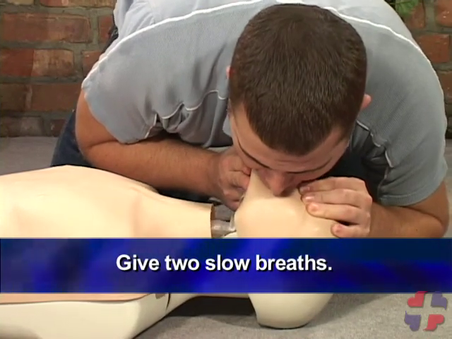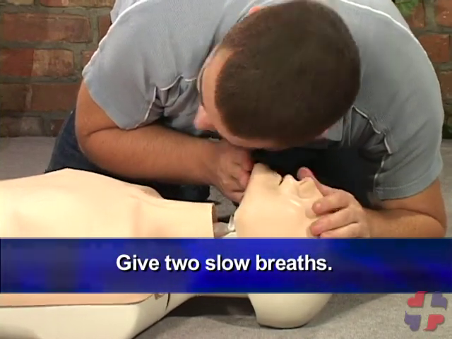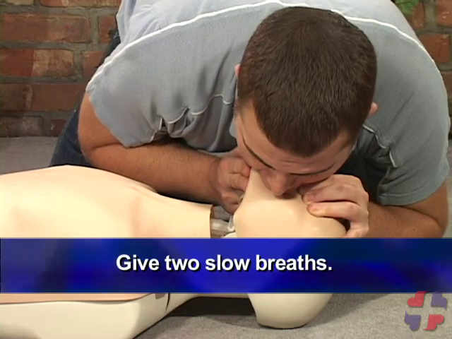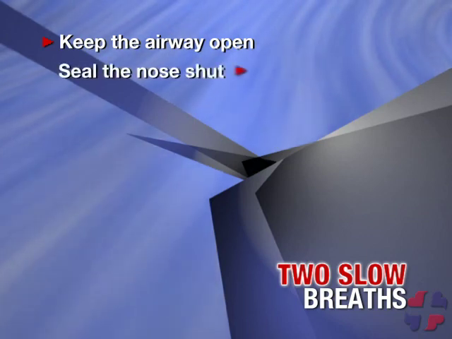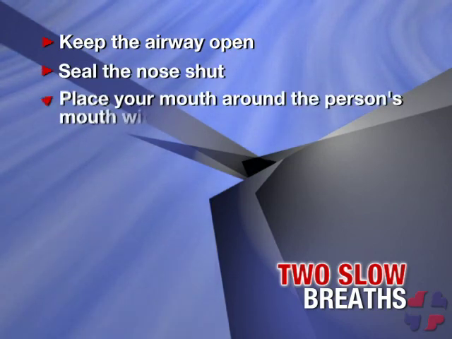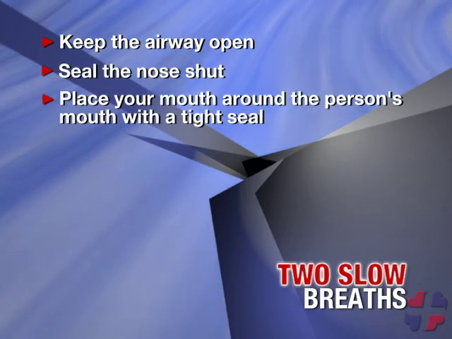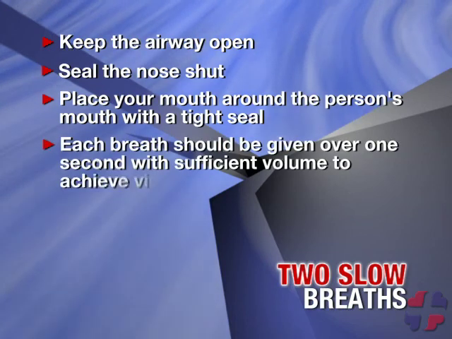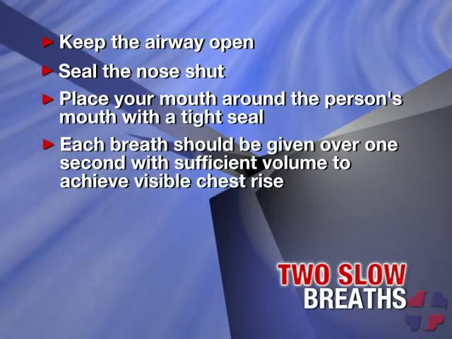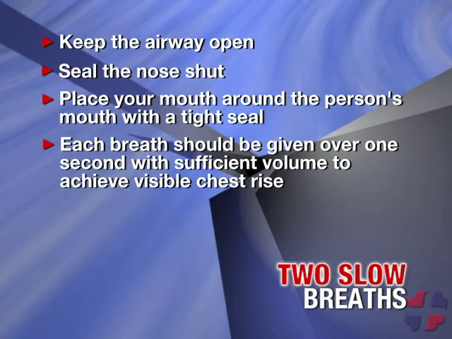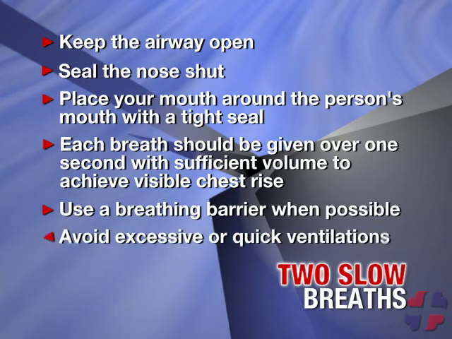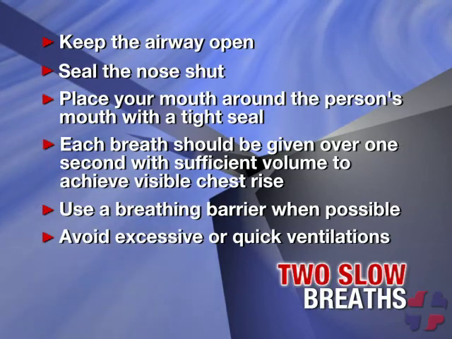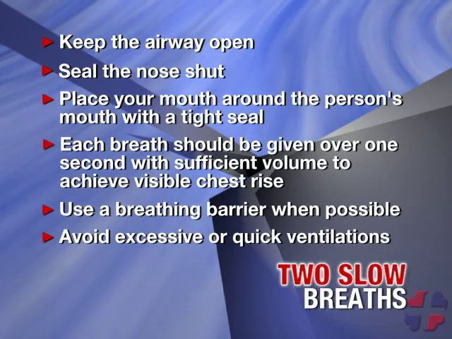Give 2 slow breaths to oxygenate the blood now. When giving 2 slow breaths, keep the airway open. Seal the nose shut. Place your mouth around the person's mouth with a tight seal. Each breath should be given over 1 second with sufficient volume to achieve visible chest rise. Use a breathing barrier when possible. Avoid excessive or quick ventilations, as this may cause the person to vomit.